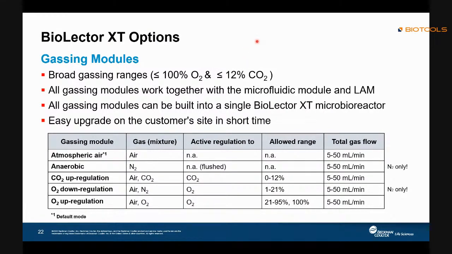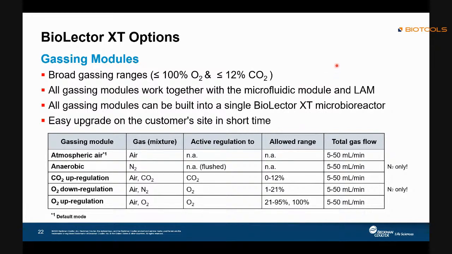So we have talked about the light. We also have the gassing module, which can help the customer to control the oxygen level or the carbon dioxide level. So we have quite a broad gassing range. You can see we can control the oxygen level and also up to 12% of the carbon dioxide.